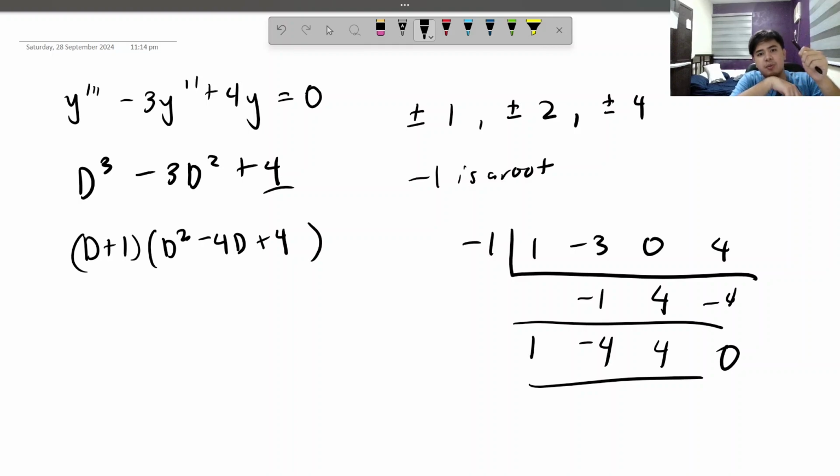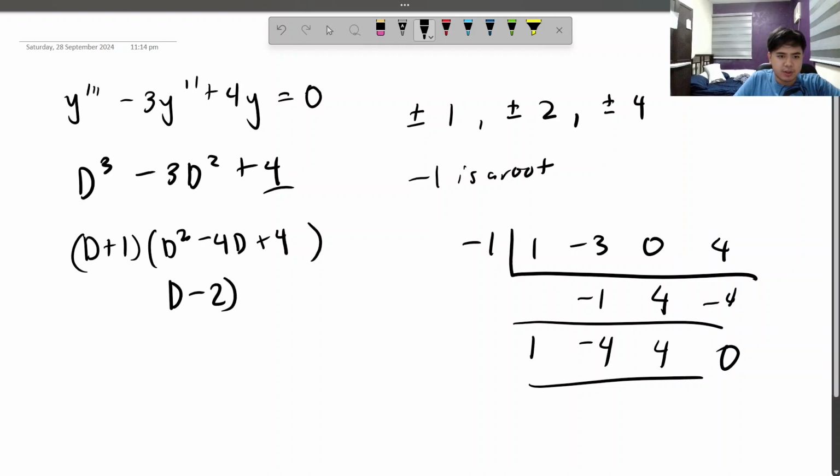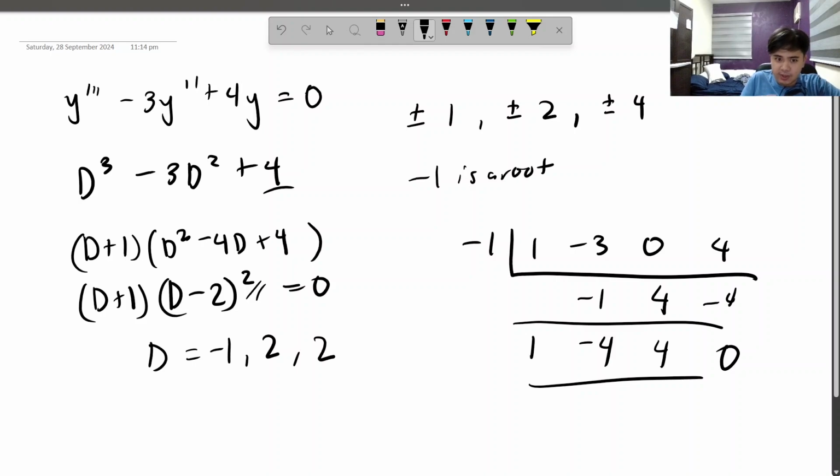And d squared minus 4d plus 4 is a quadratic. We can use the quadratic equation, or if you know your trinomials, we know that this is d minus 2 squared. This is a perfect square. Now this is going to be the second case. The second case is if there is a square in here, because the roots of d are negative 1 and 2. But there's actually another one, and it is also 2. So there are 2 of the same root. So how can that be?